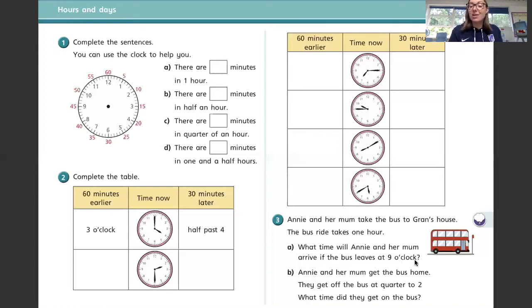So 9 o'clock is their start time. Then it's been 1 hour. So what will their end time be of that journey? A bit like when we worked out the questions from before.